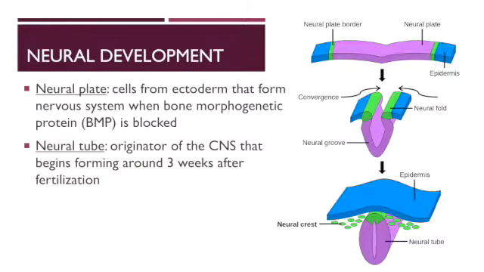So in neural development, though, that skin surface will fold in, and so you've got a neural plate which forms from the ectoderm. The neural plate border in green is where it folds inward, and that neural fold will then reseal itself. And then part of that ectoderm will form into a neural groove and then eventually become a neural tube. So your neural tube originates in the central nervous system and it begins forming around 3 weeks after fertilization. And then your neural crest will be what forms part of your spinal nerves, your peripheral nervous system.